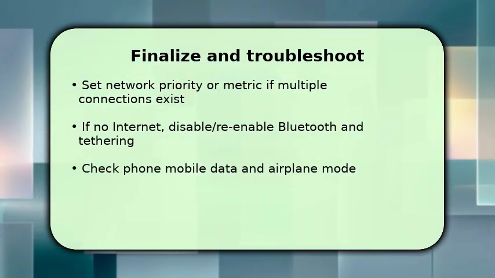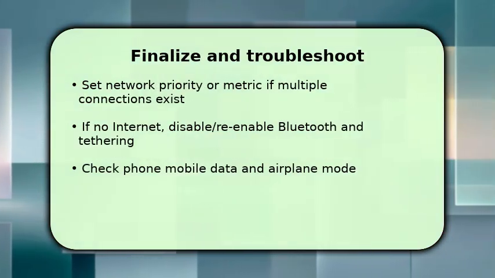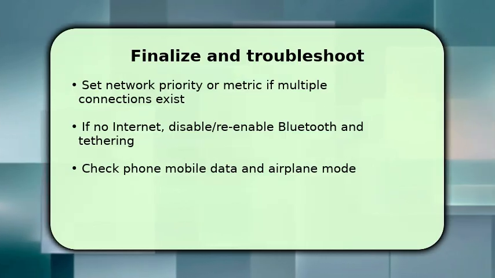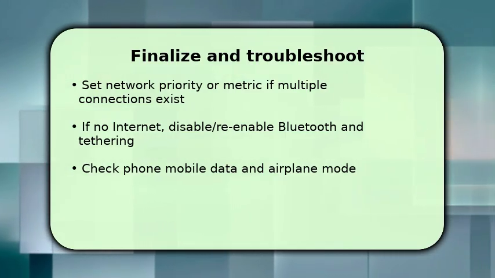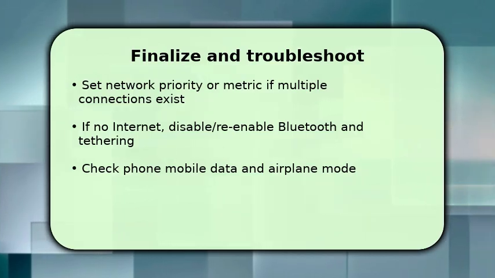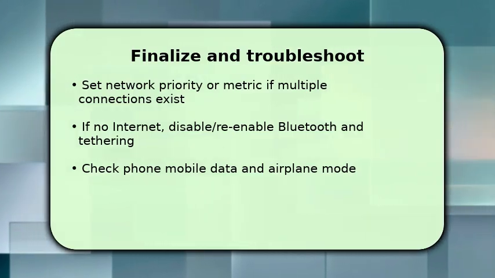To finish, verify Windows is using the Bluetooth network for internet by checking Network and Sharing Center or adjusting adapter priority via adapter settings. This ensures traffic flows over the phone connection rather than another adapter.